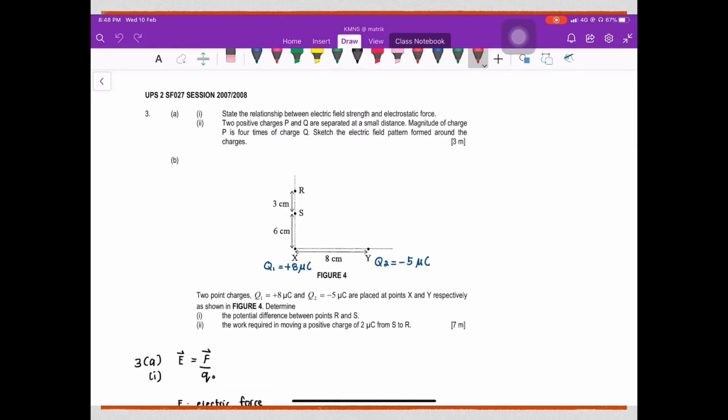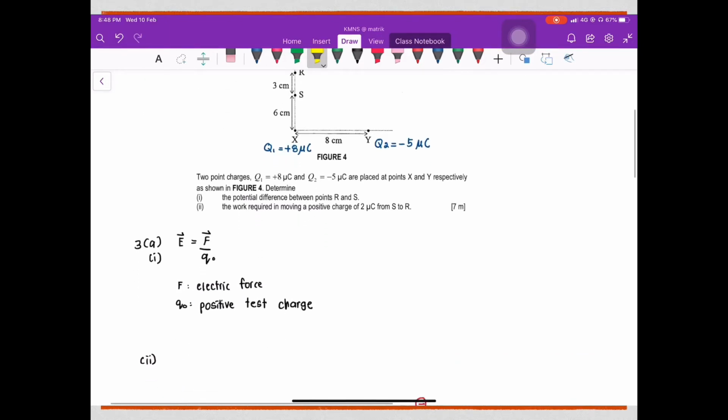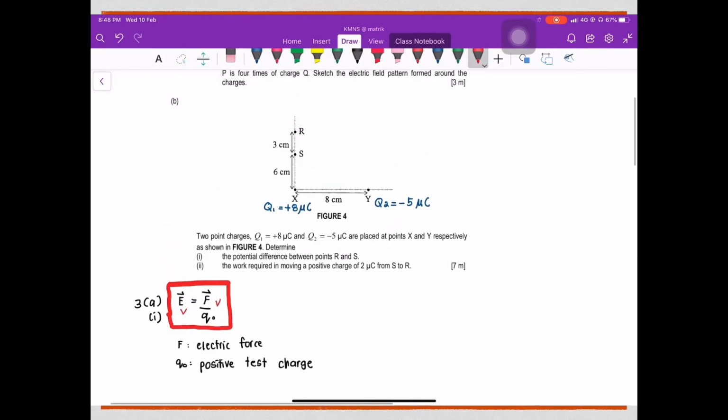Question number 3. Okay. State the relationship between electric field strength and the electric force. Okay, now look at the equation related to the definition of electric field. Okay, this is the relationship between electric field strength and the electric force. Okay, next.